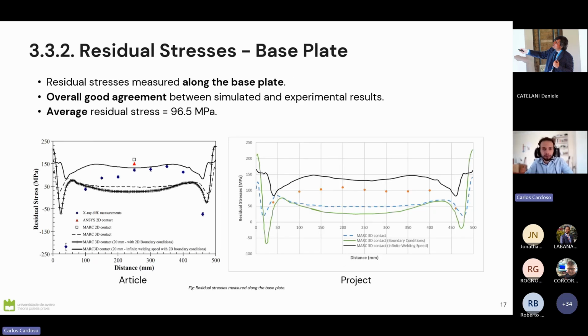In the analysis of the first path, the residual stresses were measured along the base plate, and the results are represented by the orange markers in the figure on the right. In general, our results showed a good consistency with the experimental measurements, those plotted on blue markers on the left. The stress magnitudes are slightly higher in the replicated model, mainly because of the absence of initial stress states before welding, and also because of constraint inconsistencies. But on average, the results show a residual stress of 96.5 megapascals.